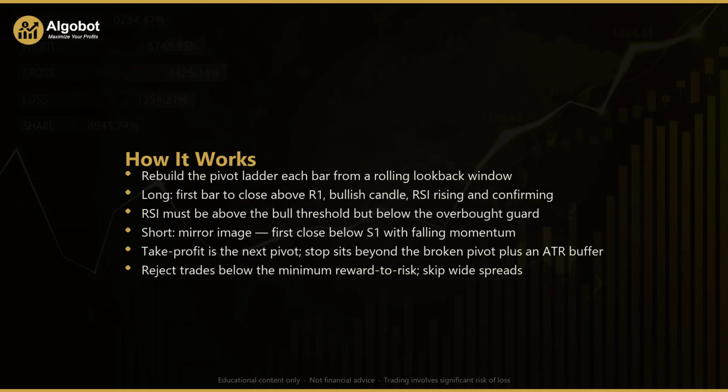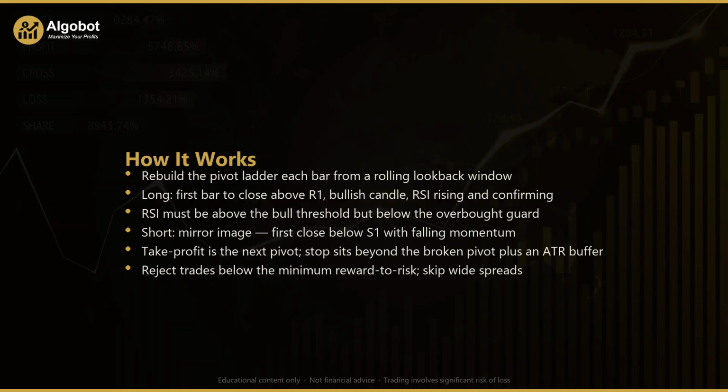Now let's walk through the exact logic, step by step. On every newly closed bar, the strategy first rebuilds its pivot ladder. It looks back over a rolling window, 96 bars by default, and finds the highest high, the lowest low, and the closing price of that window. From those three numbers, it calculates the central pivot, then R1 and S1, and finally R2 and S2. Importantly, the window ends on the bar before the breakout bar, so the levels are already fixed when the break is judged against them. Next comes the long setup.